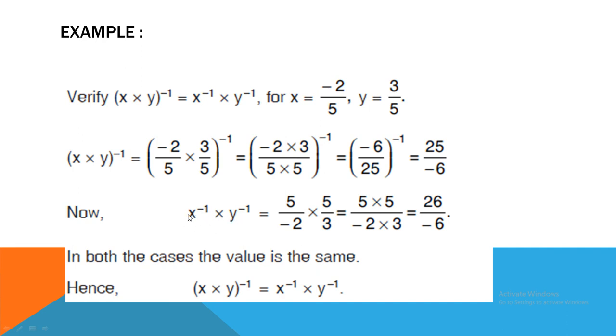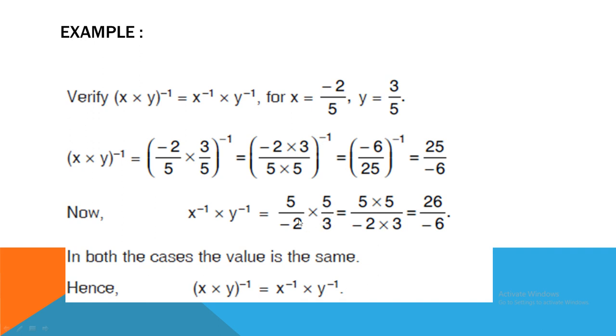What is the reciprocal of x? X inverse means reciprocal of x. X is minus 2 by 5. Its reciprocal will be 5 upon minus 2. Same way, y inverse means reciprocal of y. The y is 3 by 5. Its reciprocal will be 5 by 3. So write down 5 by 3 here.